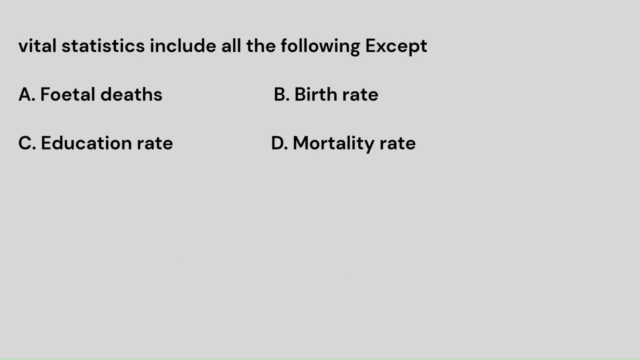Next question. Vital statistics include all the following except option A, fetal deaths. Option B, birth rate. Option C, education rate. Option D, mortality rate. The correct answer is option C, education rate.